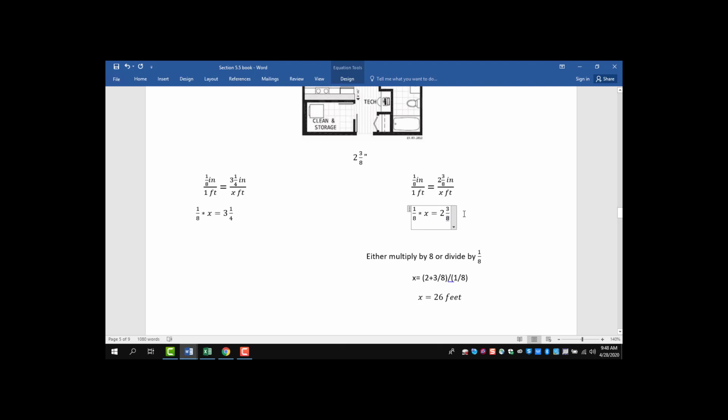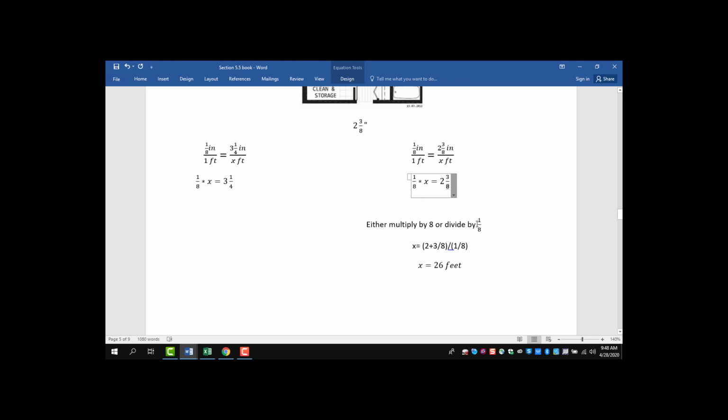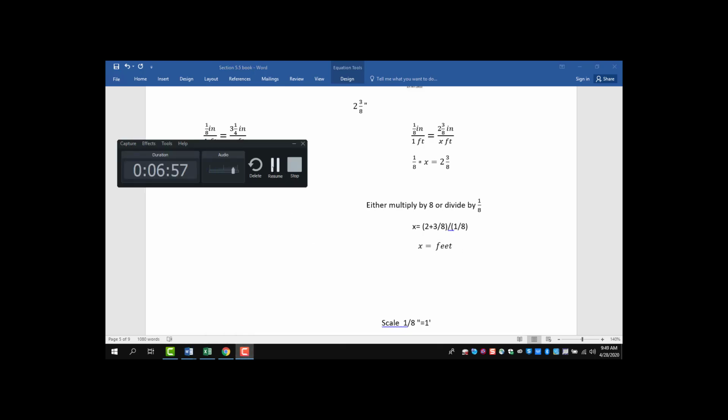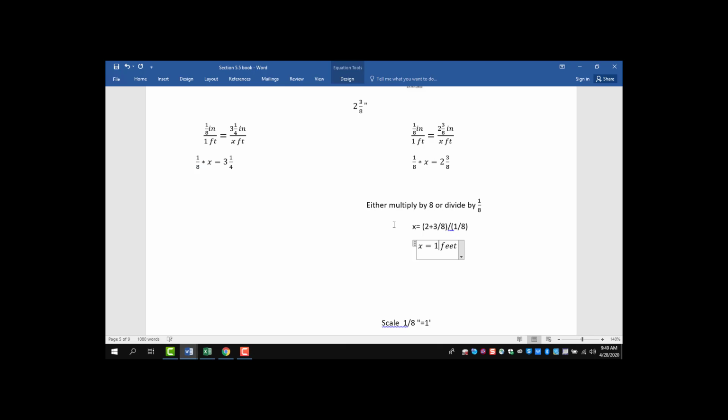Right? You can do either one. So if I divided it by 1/8, this is how I'd put it in my calculator. 2 plus 3/8 divided by 1 divided by 8. Notice the parentheses. Notice how I did that. And I don't think it's 26 feet, but let's figure it out. Why don't you try to figure out, pause it, and you can figure out how many feet that is. And I got 19 feet.